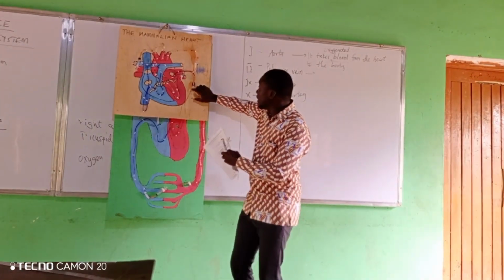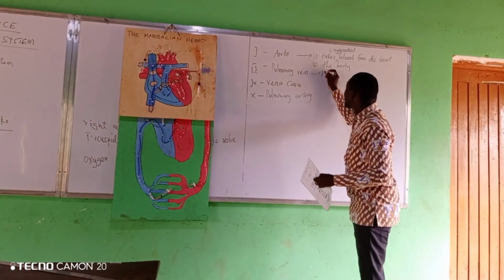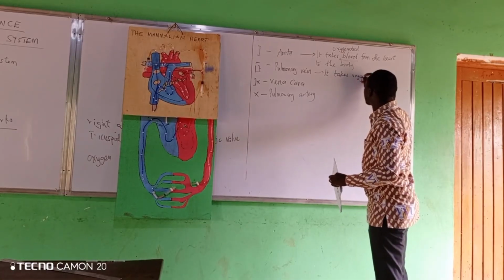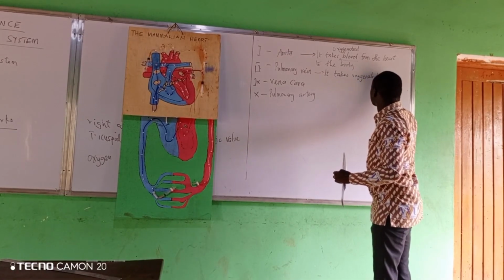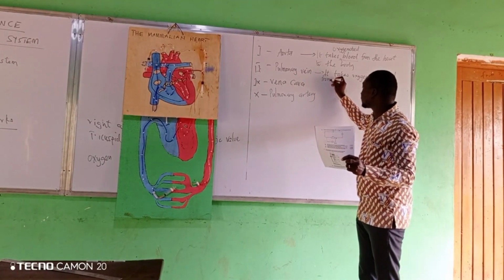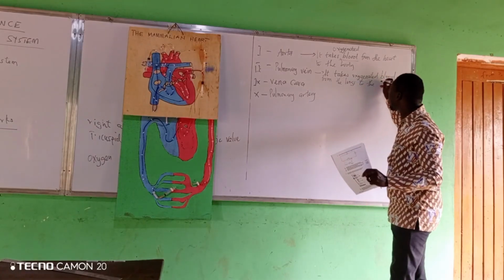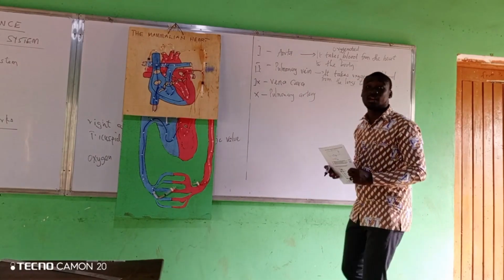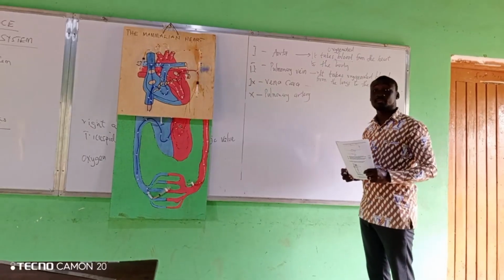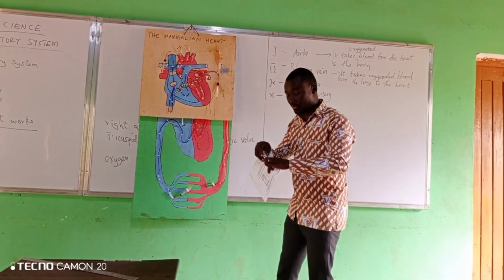Now this one. So it also takes some of it from the lungs to the vena cava. Superior, inferior. That's the vena cava.